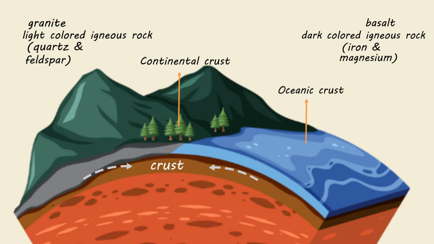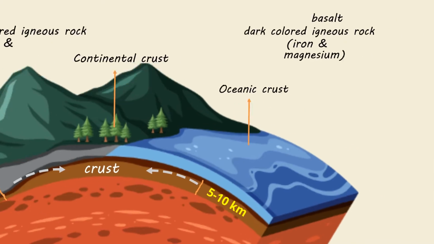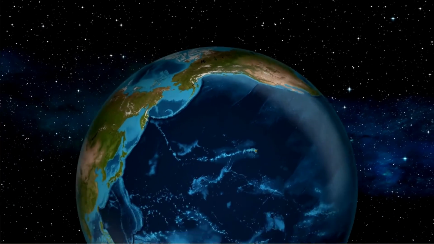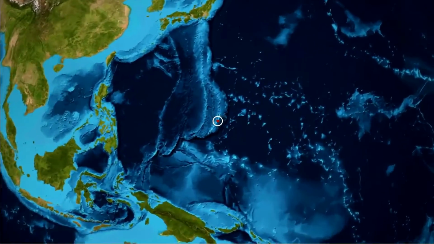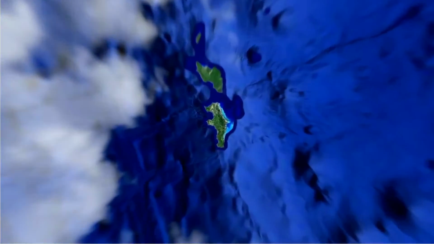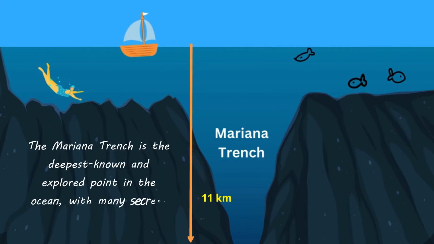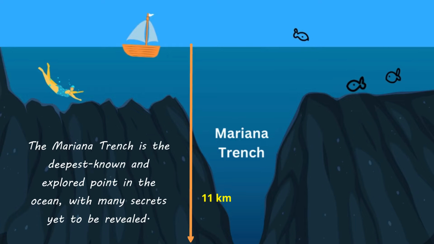Ocean is like a cavity filled with water. So obviously, the thickness of the oceanic crust is less compared to the continental crust. The thickness of the continental crust is about 35 kilometers, whereas the oceanic is about 5 to 10 kilometers in depth. We all know about the Mariana Trench in the Western Pacific Ocean, right? It is the deepest part of the world's ocean with a staggering depth of about 11,000 meters. That is 11 kilometers below sea level.